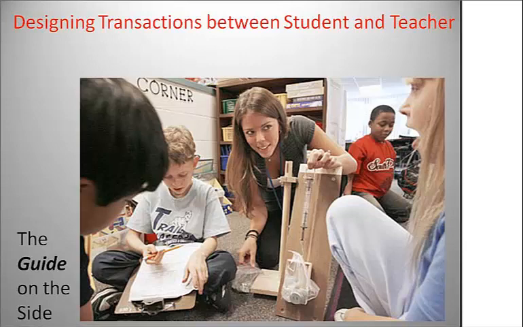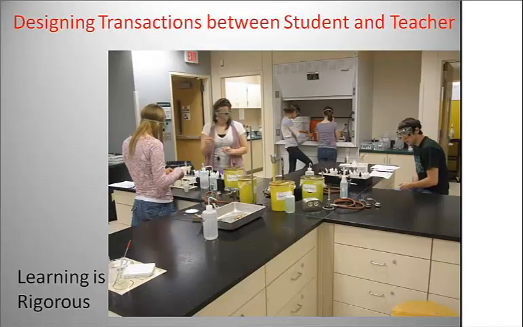And as student-centered learning becomes more prevalent, we're finding it is actually more rigorous than a typical lecture-based or teacher-centered environment. And this is a good example here of a science room where students have actually come in before class because they're excited about what they're learning. It's rigorous because students are involved. They're not passive recipients of what they're learning. They're active participants in their learning.